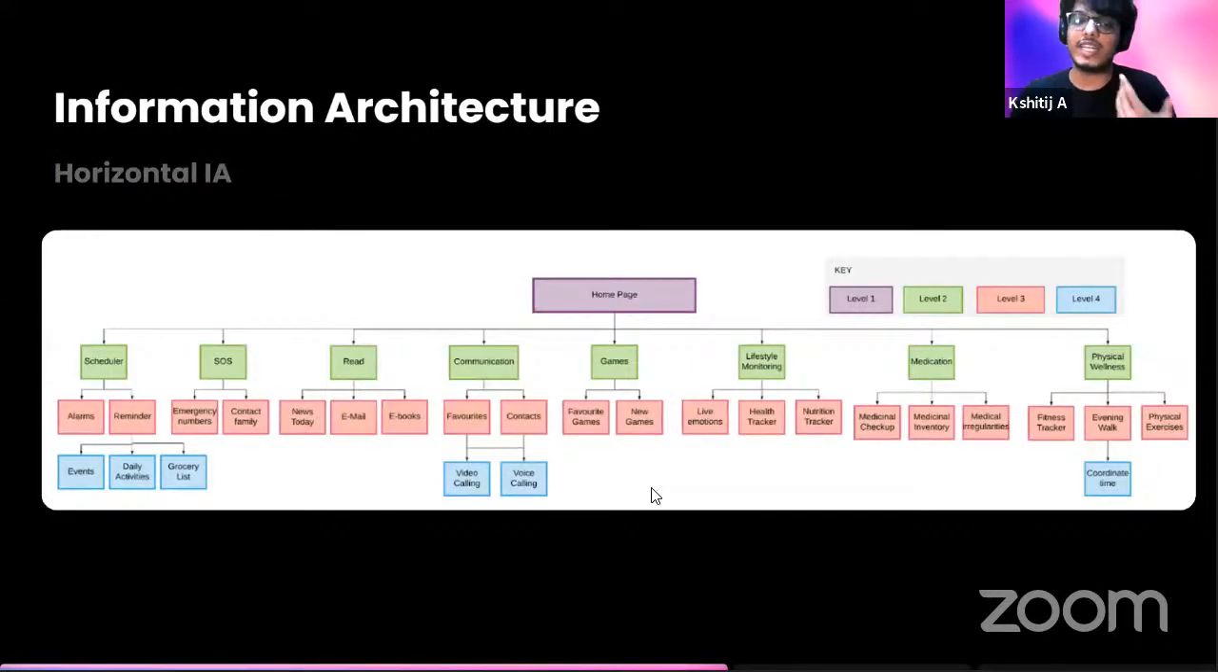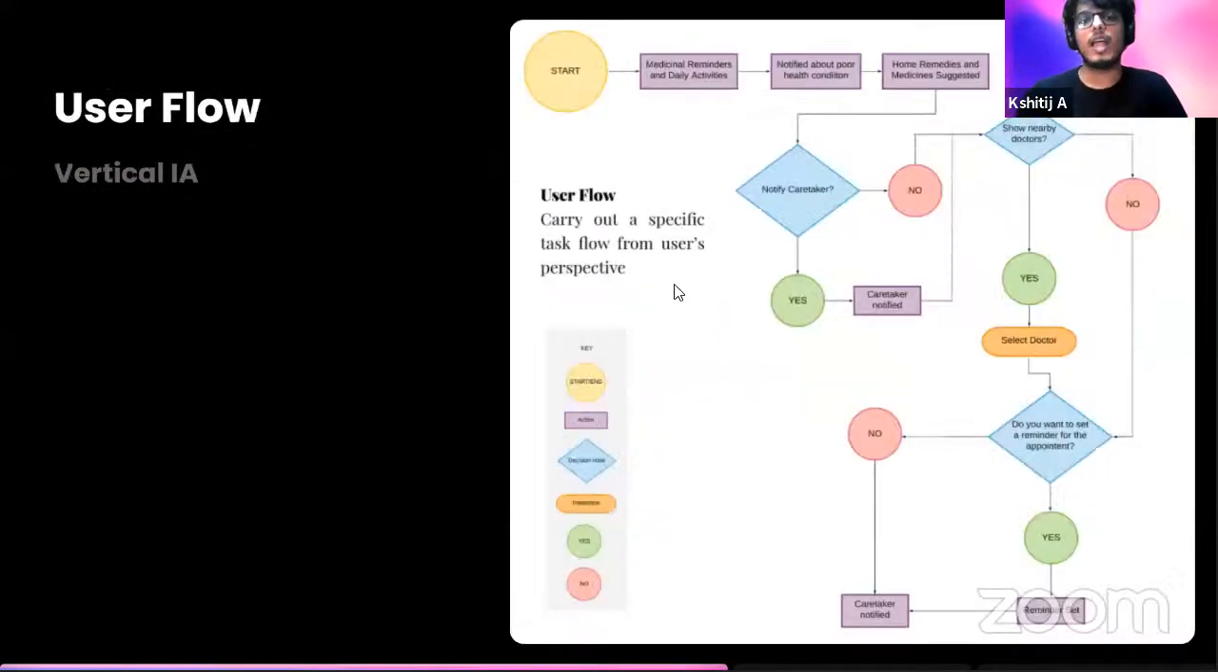This is probably a more detailed information architecture where I'm going a little more in depth of all the screens that there are and all the possible features that there could be. And another possible information architecture, it's called a vertical information architecture or user flow, is that you have one task. So you have a problem, you have a solution that, okay, this is what I want to build. Now take a scenario that, okay, let's say I'm measuring the blood pressure of a person.